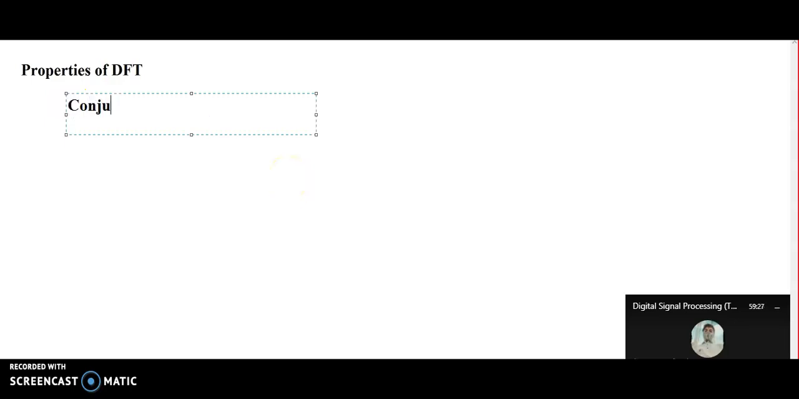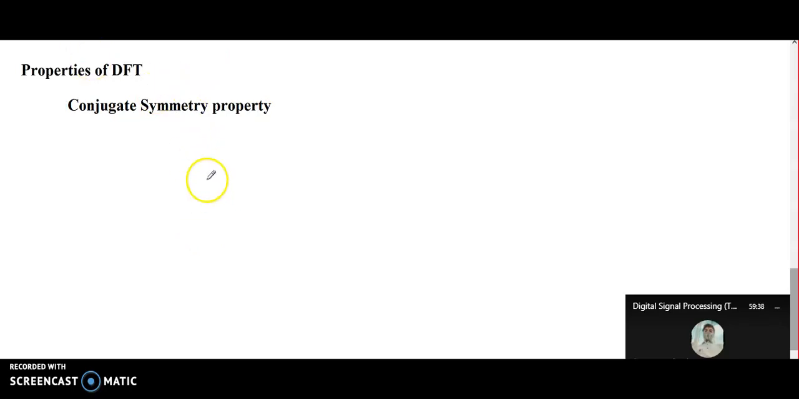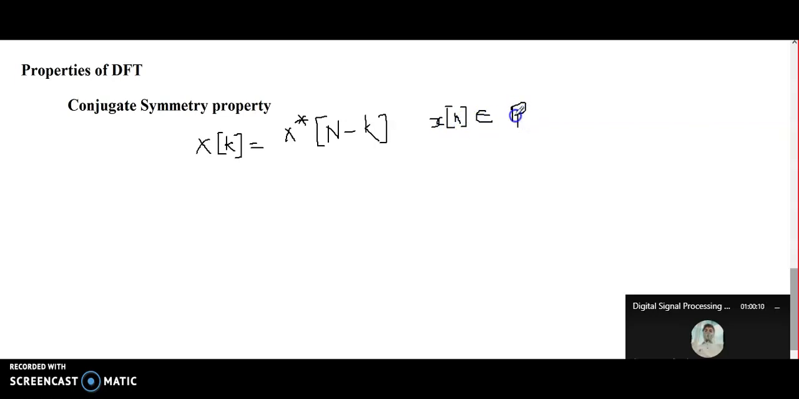Conjugate symmetry property. The conjugate symmetry property states that xk, all the coefficients of xk, this means the DFT, is equal to the conjugate of x of n minus k, provided all xn belong to the set of real numbers. That is, if xn is a real matrix, then xk will be the complex conjugate of x of n minus k.